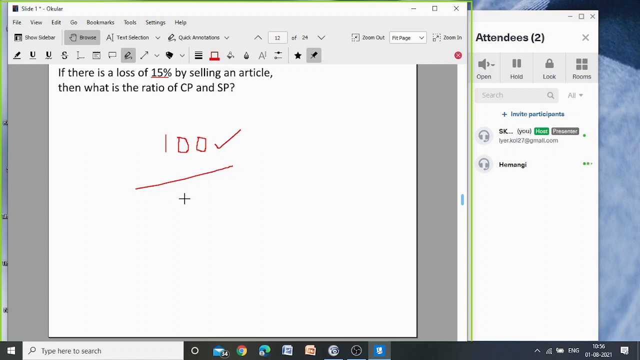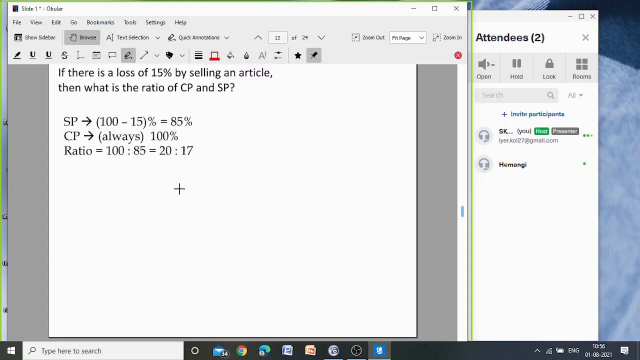What will be the selling price? Cost price is always 100% and there is a loss of 15%, so you subtract. Minus 15, so it would be 85. Selling price would be 85 because you have a loss. If it is a gain, you will be adding. Because it is a loss, you are subtracting. So 85 is the selling price.